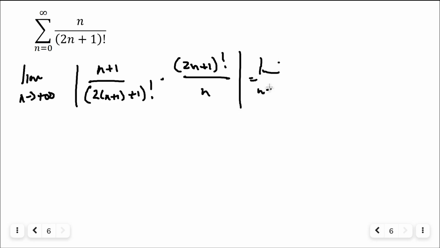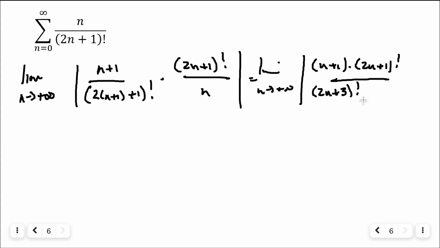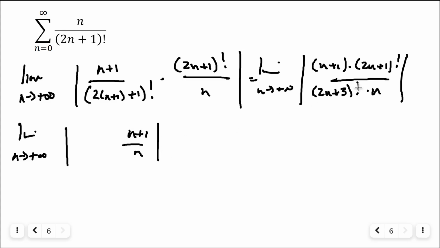Okay, so now let's clean up the new denominator there, I guess. There is a little bit to do. So we have n plus 1 times (2n plus 1) factorial over, that's (2n plus 3) factorial, times n. All right, so now we have n plus 1 over n. So I'm going to put those two together. Let me put them here at the back. And then I have the (2n plus 1) factorial over (2n plus 3) factorial.